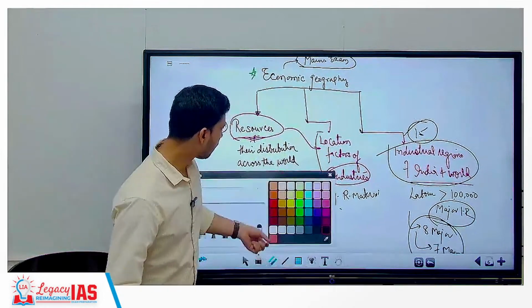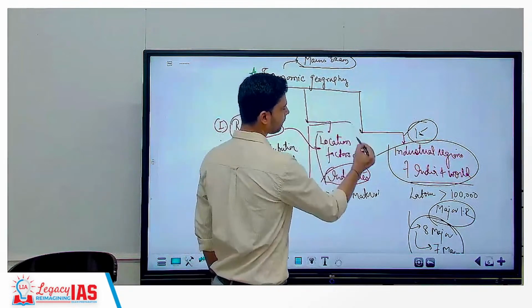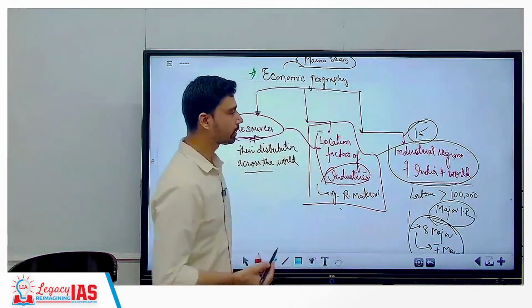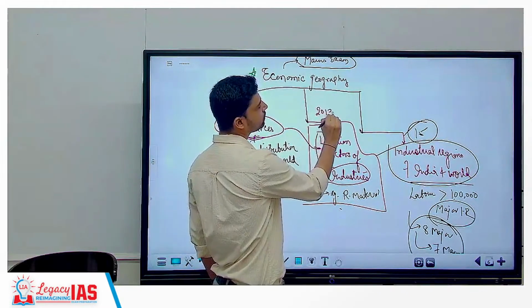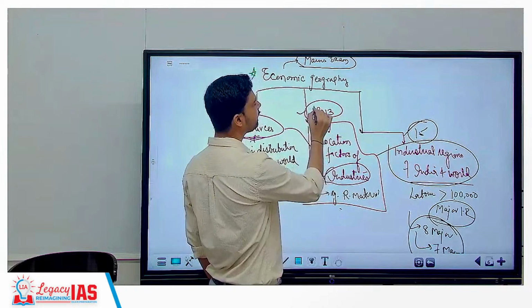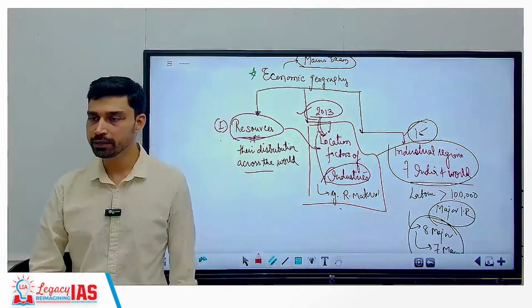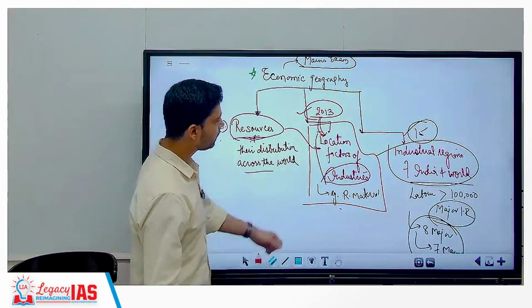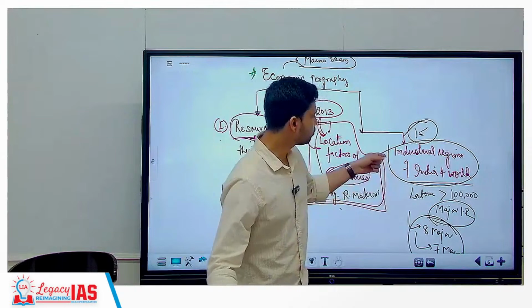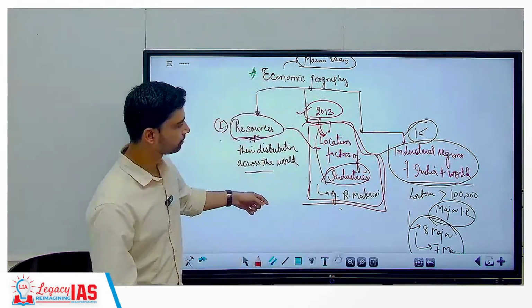Now, if you ask out of these three, which is the most important one? That is the location factor. In the mains examination, if you look at the question papers since 2013, there has hardly been any year when a question from location factor has not been asked. Every year, at least one or two questions are asked in the mains examination from location factor. So the most important chapter here is the location factor of industries.